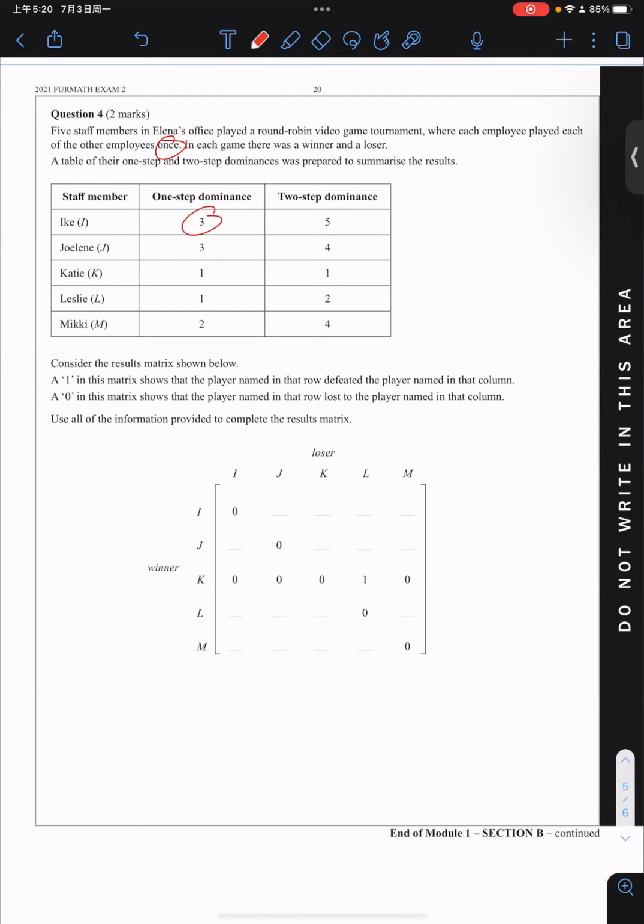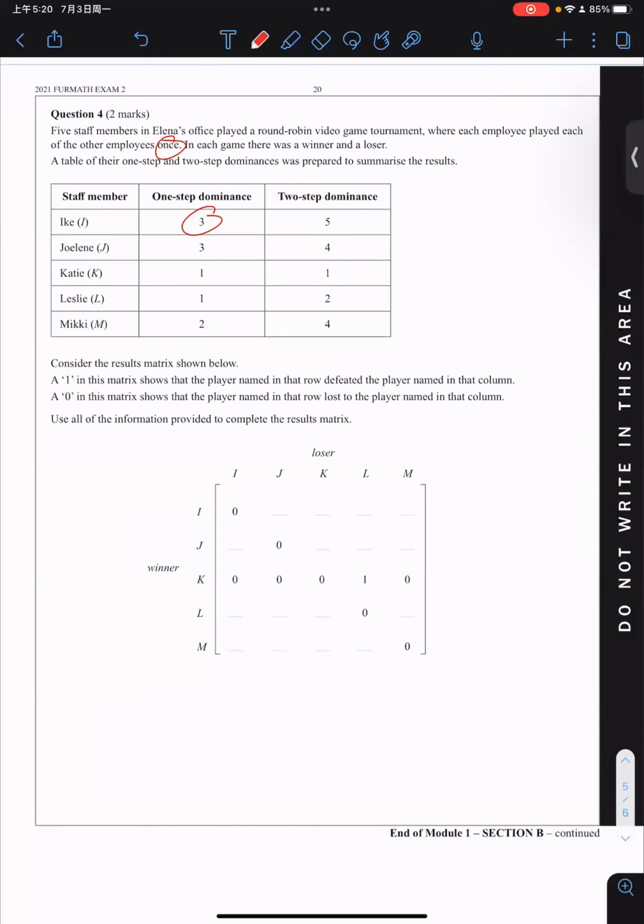So this 1-step dominance means I wins 3 games. How many games does he play in total? He should play 4 games because there are 5 people and he cannot play against himself. So just 4 games for each one. If he wins 3 games, that means he lost 1, okay? And then J, the 3 means he wins 3 times and so on, all right?